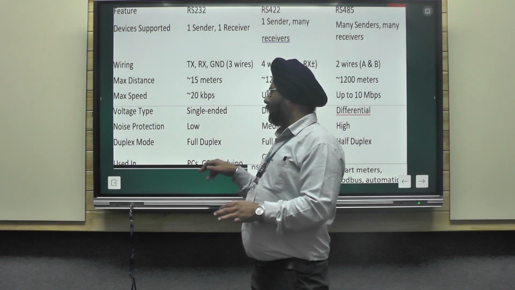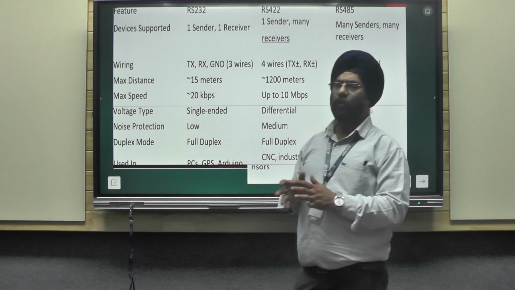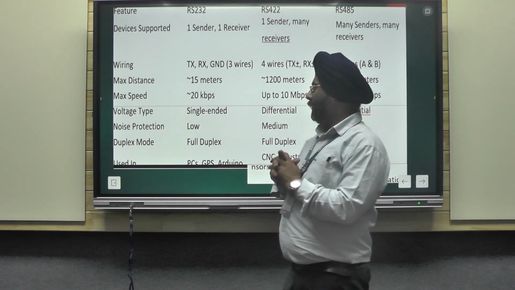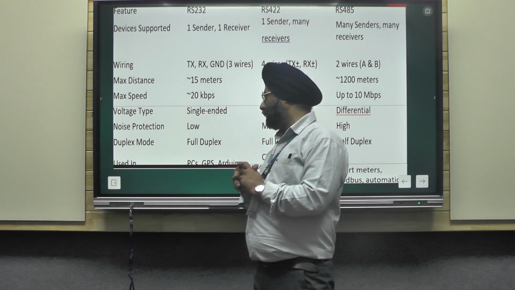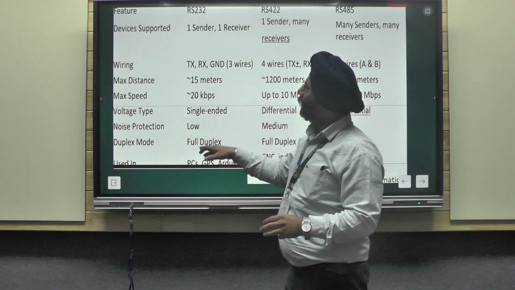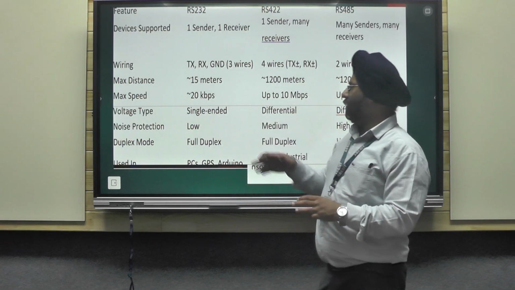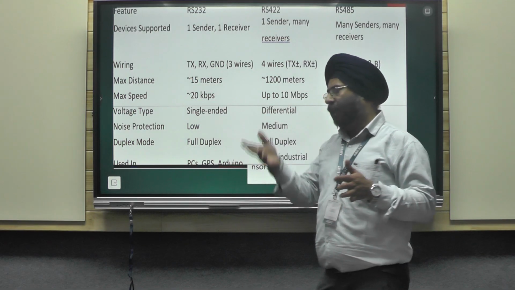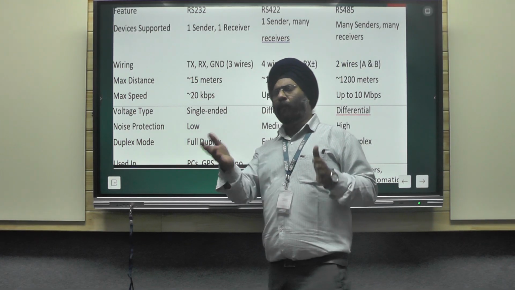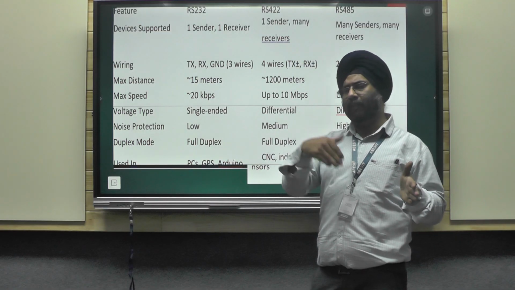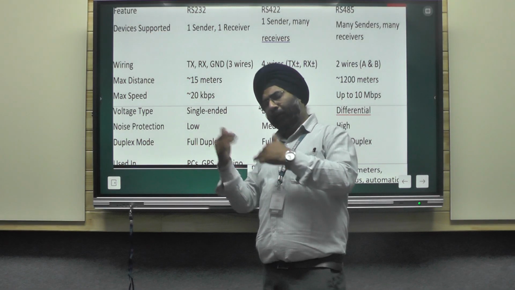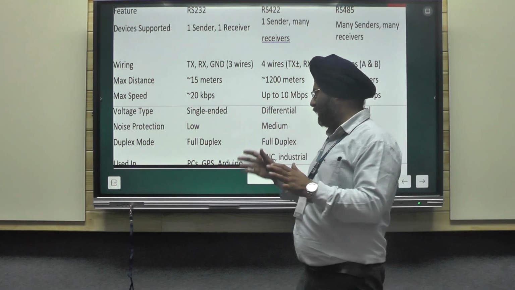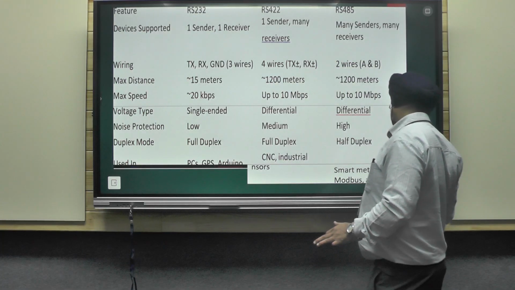Voltage wise, this is single ended, and noise protection is very low. It means in the first standard one of the major drawbacks is the noise problem. It can work full duplex because there is only one device at the sender and the other device at the receiver. It means both can communicate. The sender can send its data to the receiver, and on the other side the receiver can send its data to the transmitter. So this is the first.